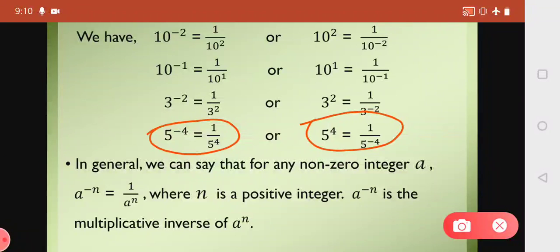So in general, we can say that for any non-zero integer a, a raised to minus n equal to 1 upon a raised to n, where n is a positive integer, and a raised to minus n is the multiplicative inverse of a raised to n. Yes, so this is the general form of your power with negative exponents, that is a raised to minus n equal to 1 upon a raised to n. And a raised to minus n is the reciprocal of a raised to n.